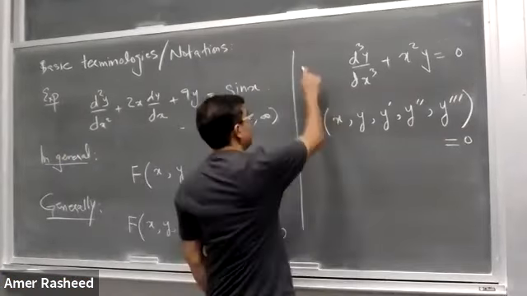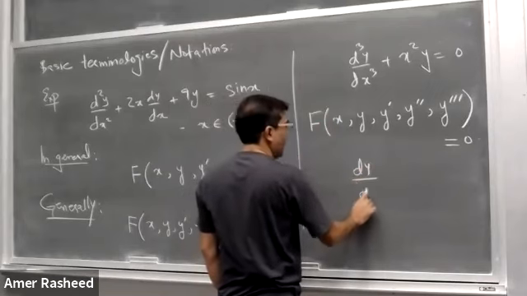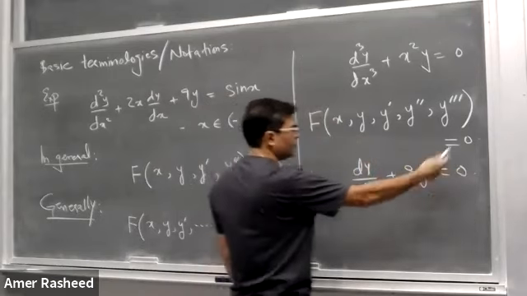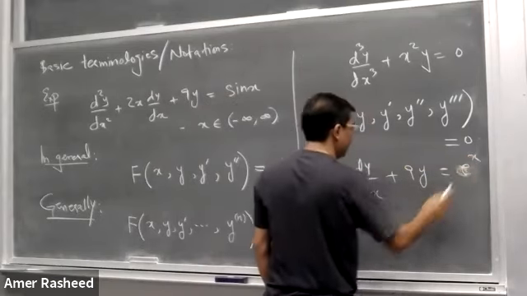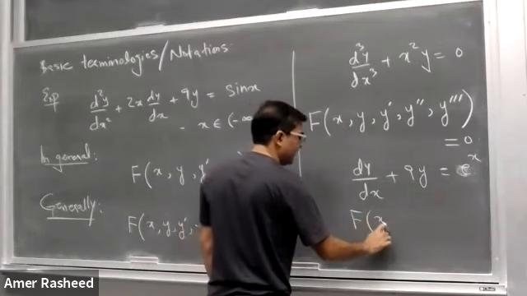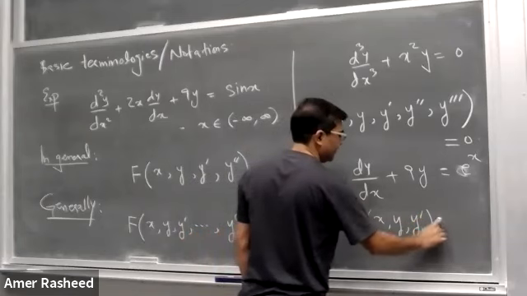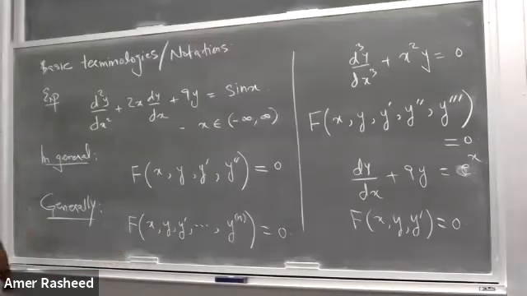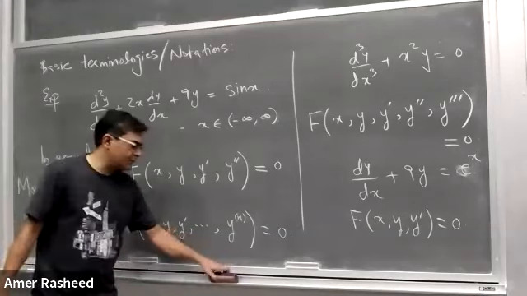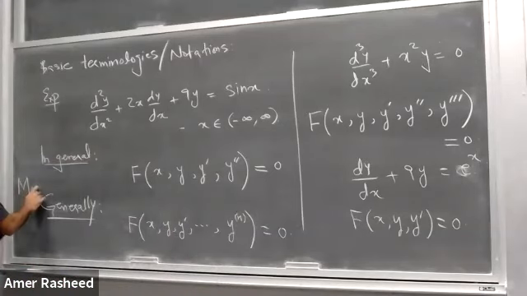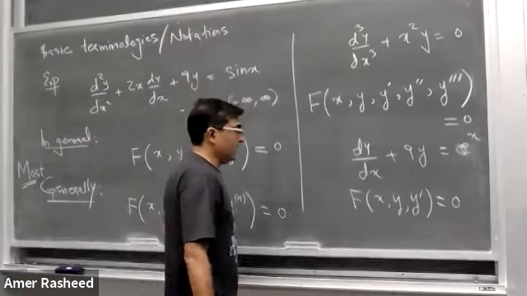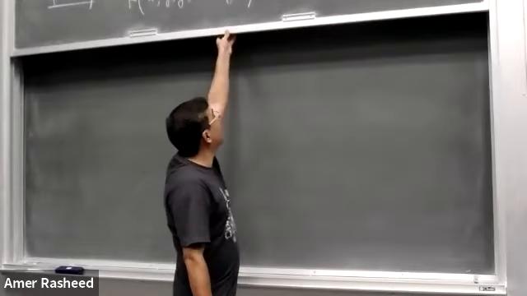Okay. Another example, if we have dy by dx plus 9y is equal to 0, or some other function, e power x maybe, then this can be written as f of x, y, y dash equal to 0. This is the most general notation of differential equations. I hope you get it. If you have any question, you can ask me.